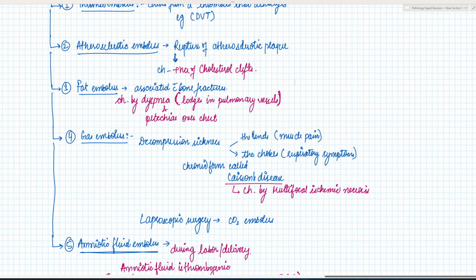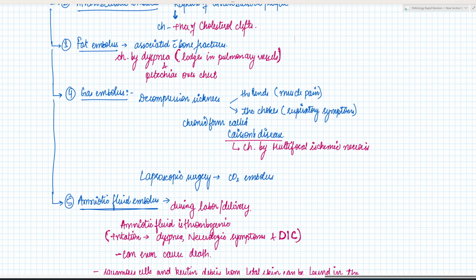So the fat tissue can embolize and lodge into smaller vessels, and most commonly this lodges in the pulmonary vasculature. Therefore, the primary symptom of fat embolus is dyspnea, and also the superficial manifestation we see is the petechiae over the chest wall.